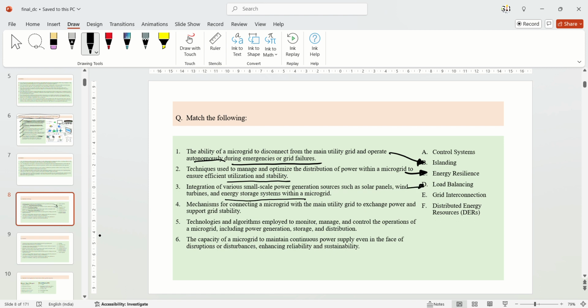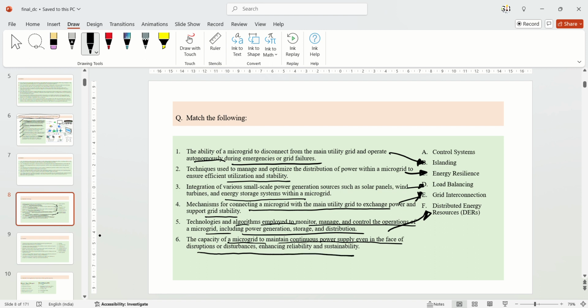Okay. And the mechanism of connecting a microgrid with the main utility grid to exchange power and support grid stability, that is the grid interconnection. And technologies and algorithms employed to monitor, manage, and control the operations of a microgrid, including power generation, storage, and distribution, that is the DERs. Okay, and the capacity of a microgrid to maintain continuous power supply even in the face of disruptions or disturbances, which enhances the reliability and sustainability, that is related to the control systems. Okay, so this is the overall picture of this question.